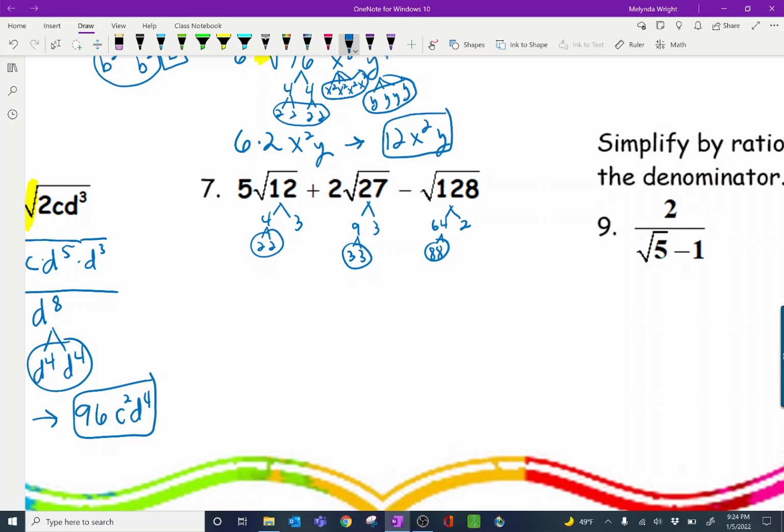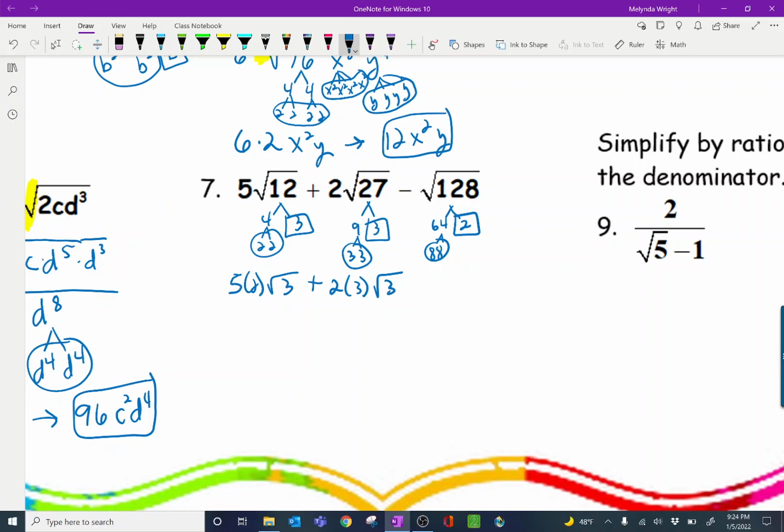Okay, great. Let's rewrite. So I have 5 already out there times 2. And then what's left inside is the square root of 3 plus 2 times 3, and again what's left inside here, so these in boxes are left inside.